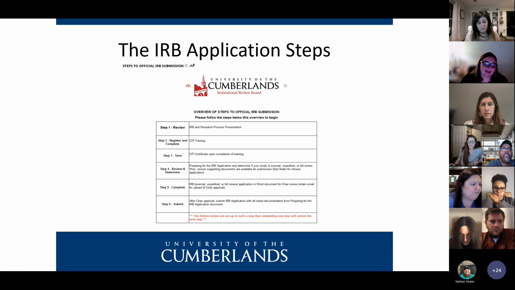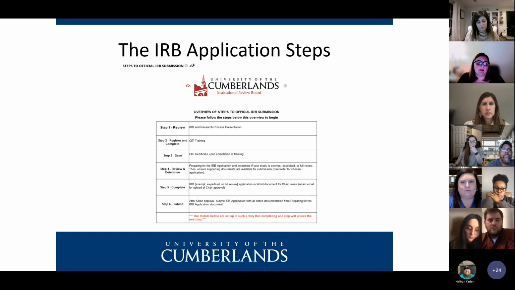So step 1 is going to tell you a little bit about IRB and the research process. You can go through the presentation. Step 2, if you haven't done so already, you're going to go through the CITI training. After you complete the CITI training, please make sure you download and save that certificate. You're going to upload that in your application.